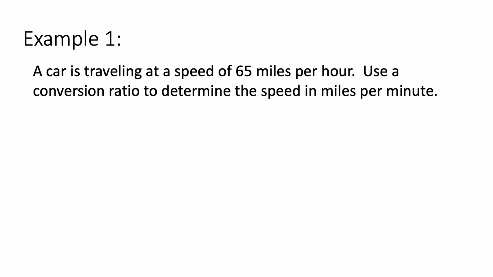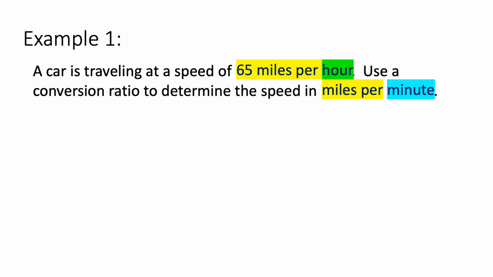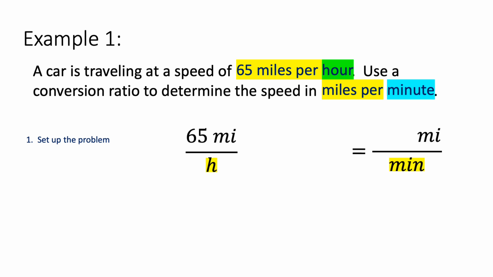Here's an example. A car is traveling at a speed of 65 miles per hour. We're going to use a conversion ratio to determine the speed in miles per minute. So in this example, we're changing from 65 miles per hour to miles per minute. So our first step is to set up the problem. We start by looking at the first rate that's given, and we have 65 miles per hour.